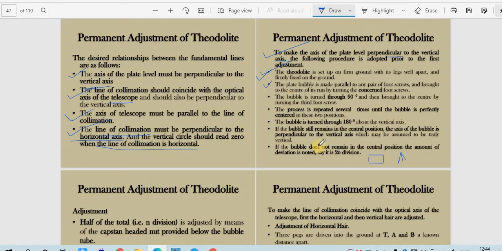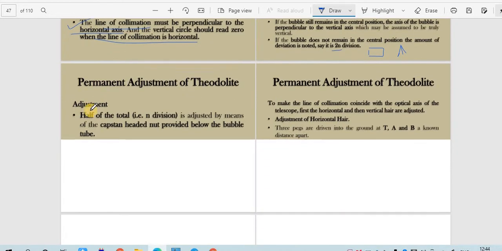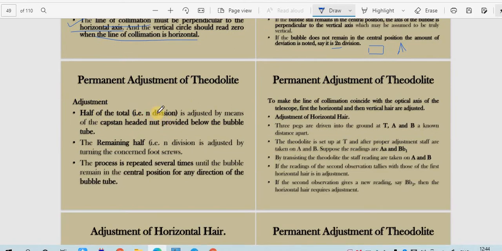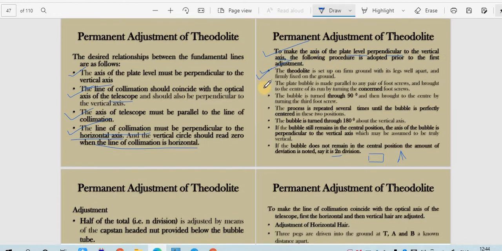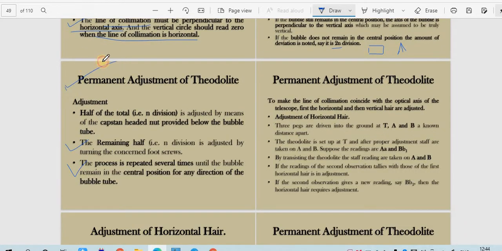So how will you adjust? Whatever the error is, it is divided into two parts. One half is corrected with the help of the capstan head screw provided in the theodolite. That screw is released, and it is turned till the bubble moves back. It is adjusted for half the error, and the remaining half is done with the help of the foot screws only. Okay, this is how you perform the adjustment to make the axis of the plate level perpendicular to the vertical axis. This is the first desired relation.